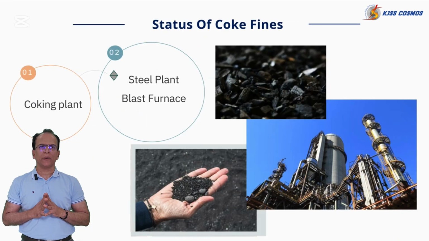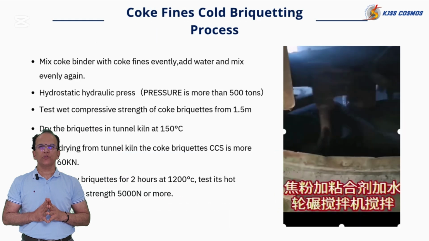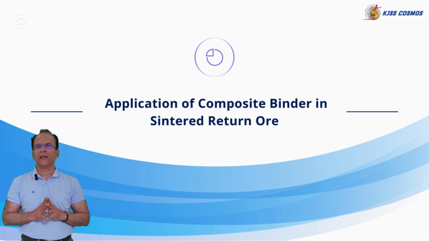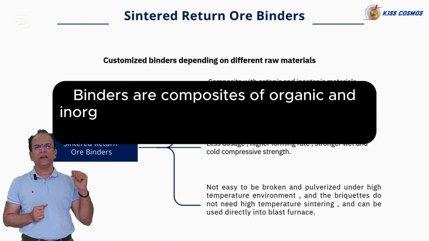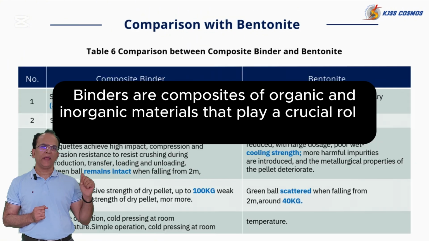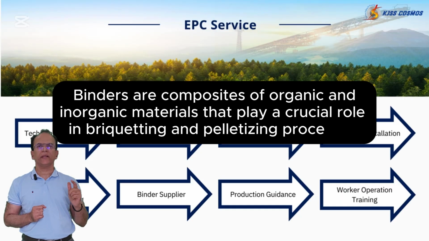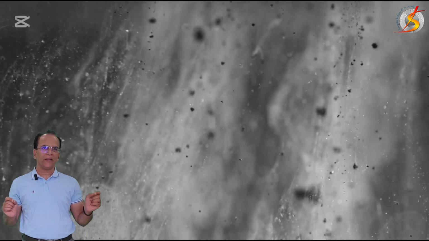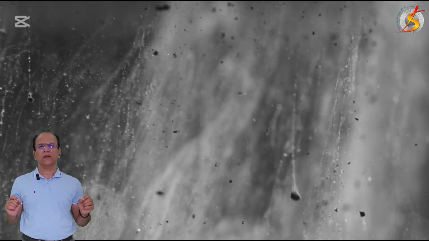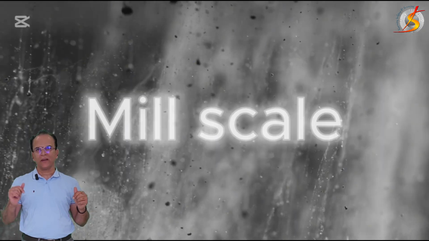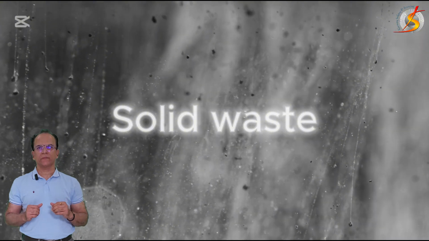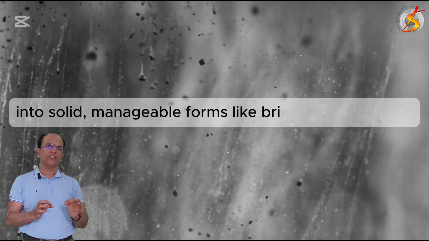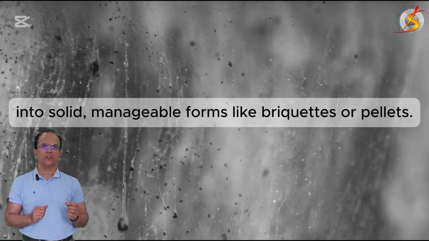So what exactly are binders and how are they used in industrial processes? Well, let's break it down. Binders are composites of organic and inorganic material that play a crucial role in briquetting and pelletization processes. Their main job is binding fine particles and dusts like ash, mill scale, mineral powder, coke powder, and even solid waste into solid, manageable forms like briquettes or pellets.